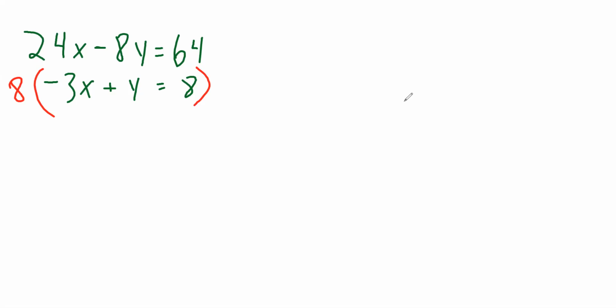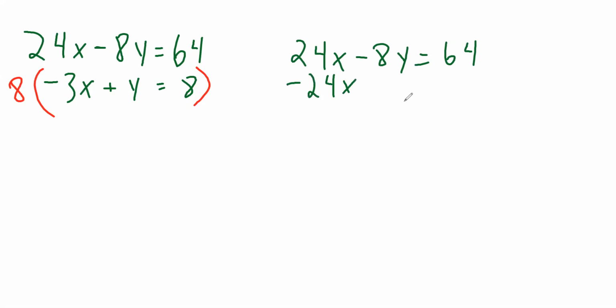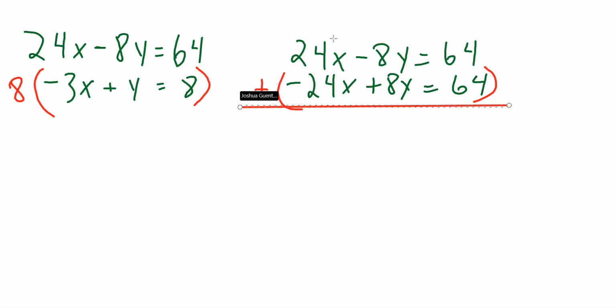All right. So we're going to have 24x minus 8y equals 64. And then I'm going to have -24x plus 8y equals 64 again. I seek to add these together. And now you'll notice something magical is going to happen. 24x minus 24x, well, that's gone. There's no more x's to worry about.